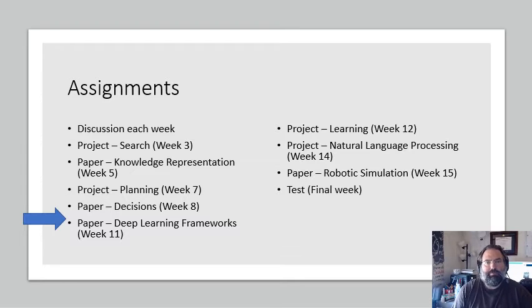In week 11, you're supposed to be working on and turning in a paper on deep learning frameworks. Week 12, you'll be doing a project on learning. Week 14, a natural language processing project. And week 15, your final paper, which centers on robotic simulations. Do remember to submit your proposal for your projects early so that you have time to get them approved and begin work on them. For the papers, pick some topic that is appropriate and interesting to you and delve in.